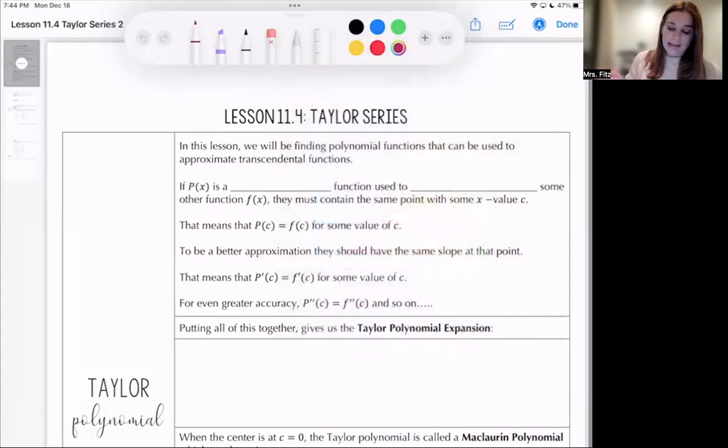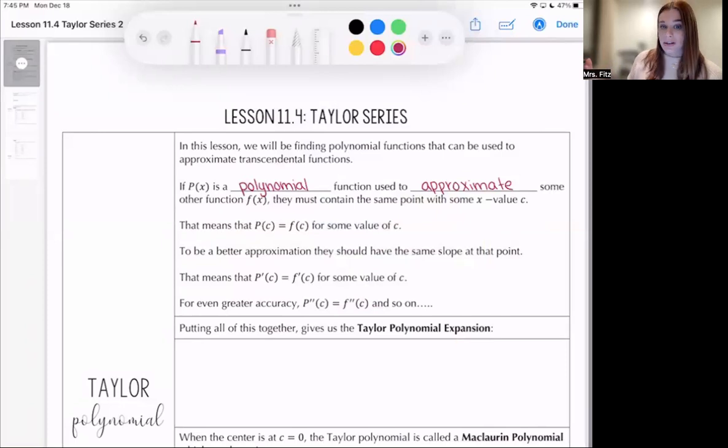If p of x is a polynomial function used to approximate some other function, f of x, they must contain the same point with some x value c. Okay, so that means at some point they need to have the same coordinate, right? P of c is equal to f of c for some value of c.